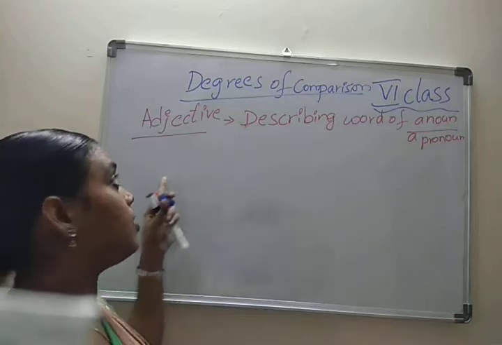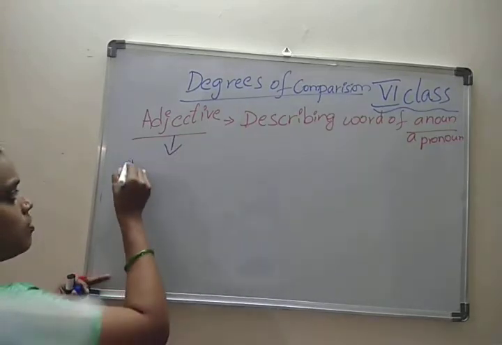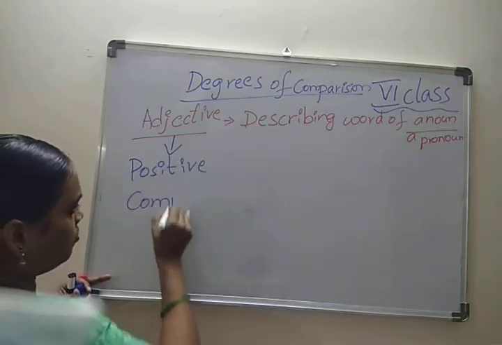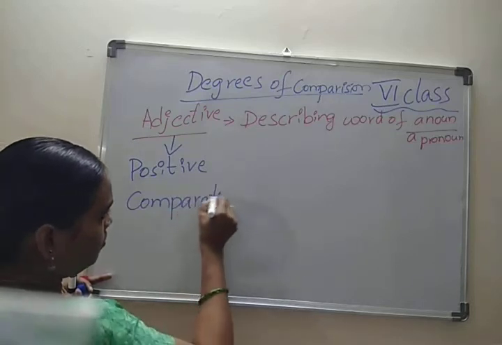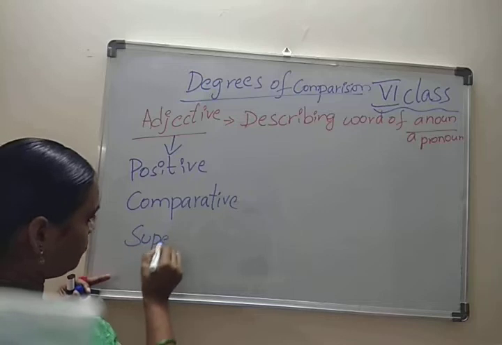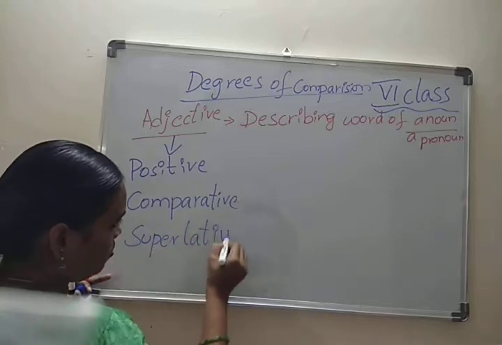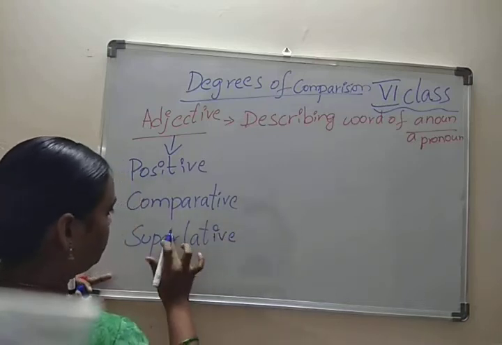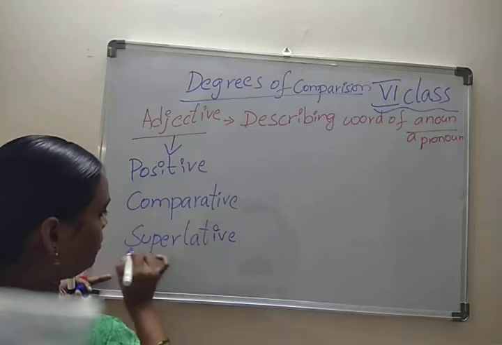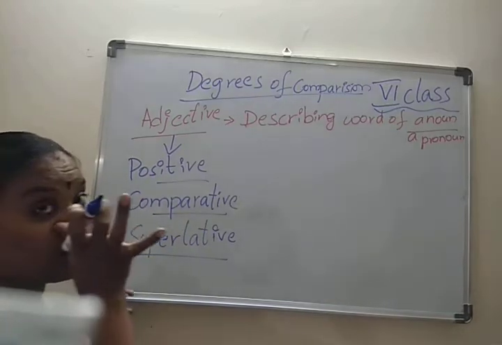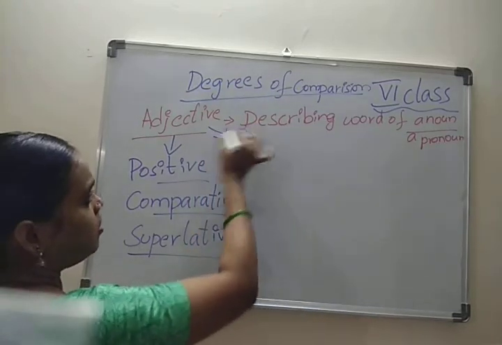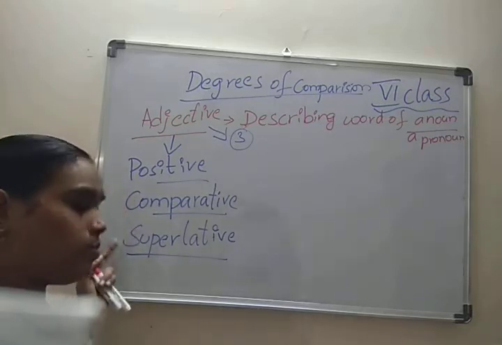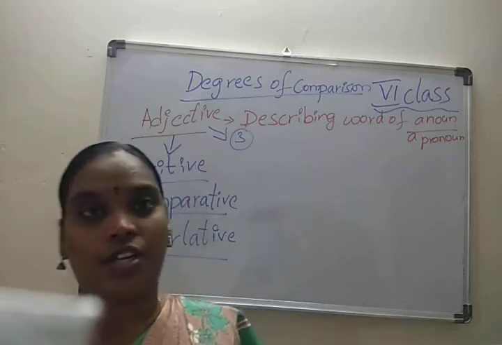Now, coming back, adjective has three forms. What are the three forms? Positive, comparative, and superlative. These are the three forms of adjective. Adjective, how many forms are there? Three forms. While we are taking a positive, a comparative and a superlative, how can we change the words?